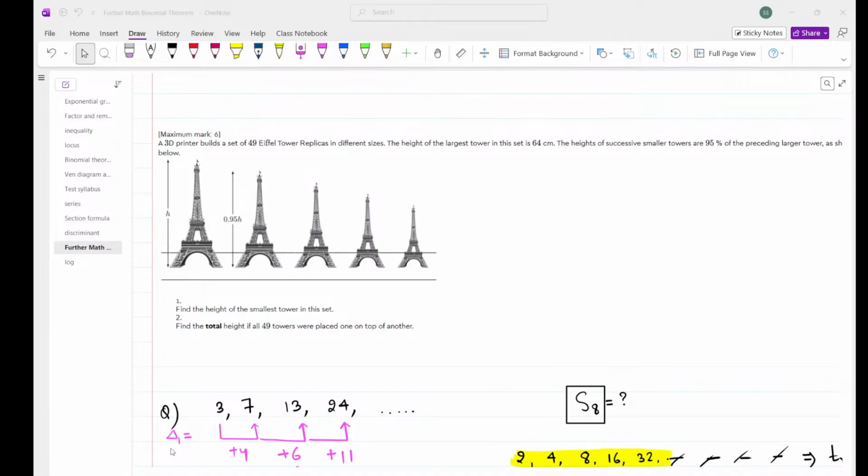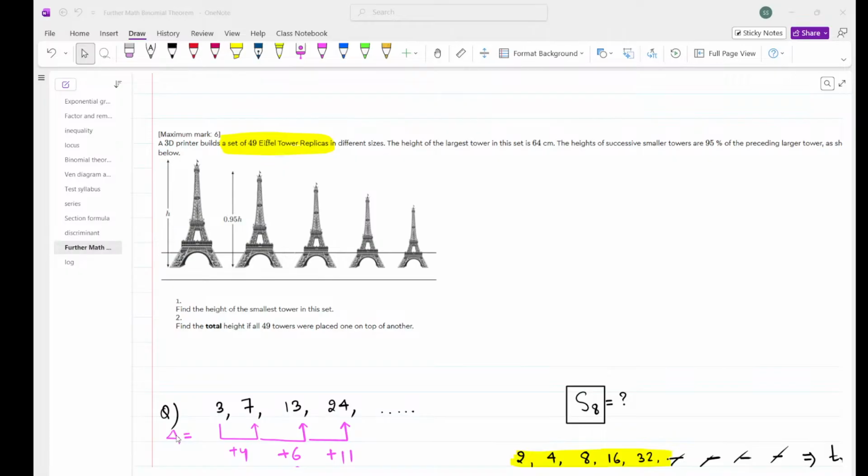Why 4? Because there are four other ones. You have not gone through your question completely. A 3D printer builds a set of 49 Eiffel Towers. Oh, so then I'll put 49: 64 times 0.95 to the power of 49. That gives 5.18. Yeah, that is correct.